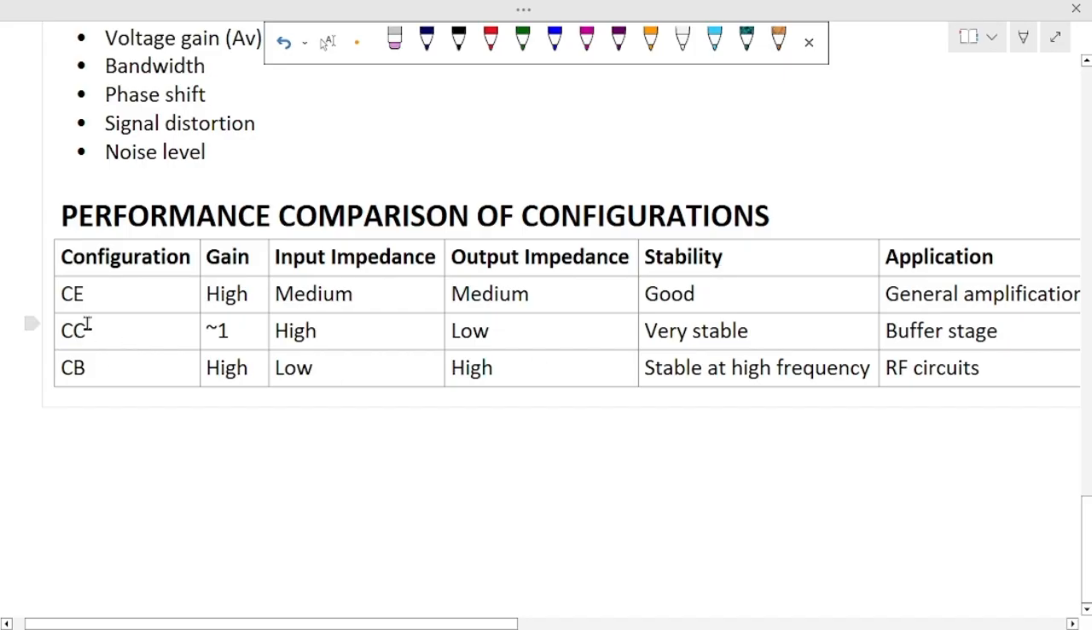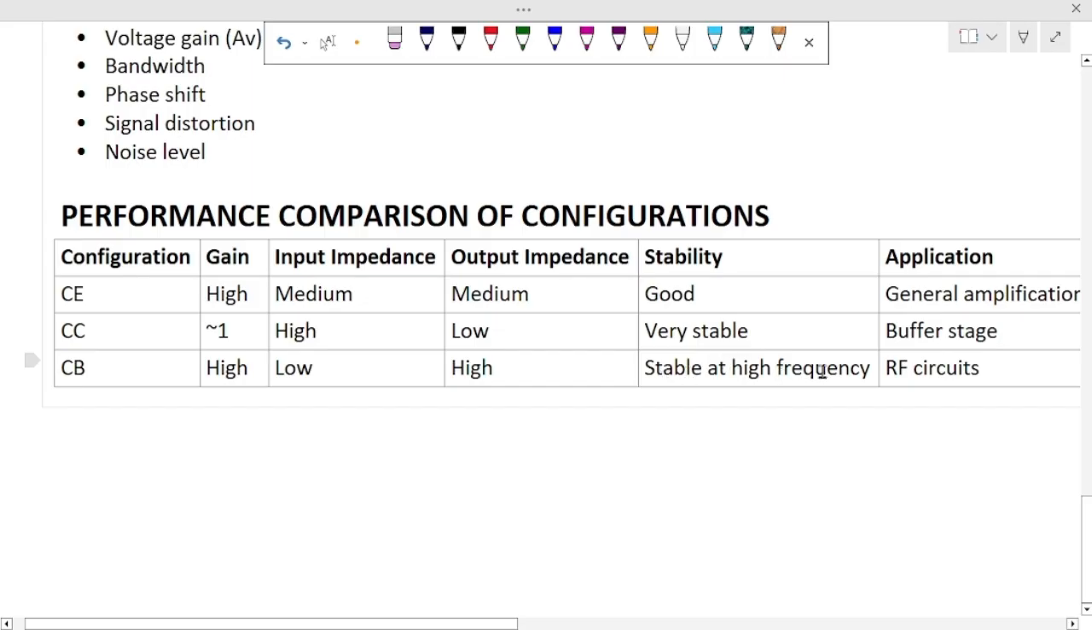But the common collector has high input impedance, resisting how much current flows in. However, it allows more current to flow out, meaning it's actually very stable. Then common base has low input impedance and high output impedance, and it is only stable at high frequencies. Are we getting it? It's stable at high frequencies.